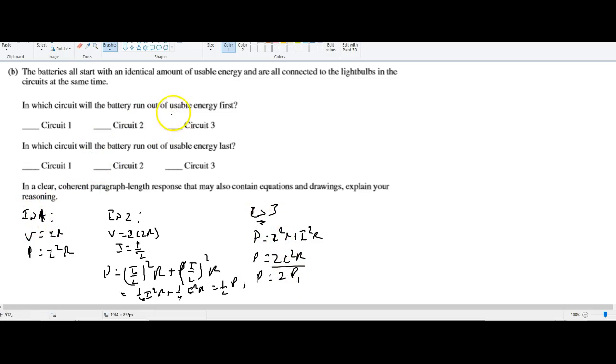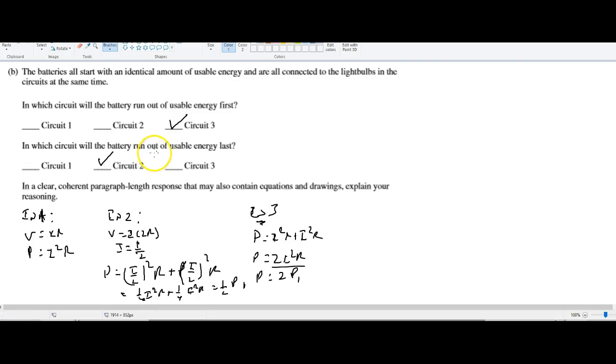So which circuit would the battery run out of energy first? The one that's using the most power. It's going to run out of energy the fastest, because it's using its energy faster. So this is the one that's going to run out of energy first. Which circuit would the battery run out of usable energy last? Well, 2. 2's hardly using energy at all.